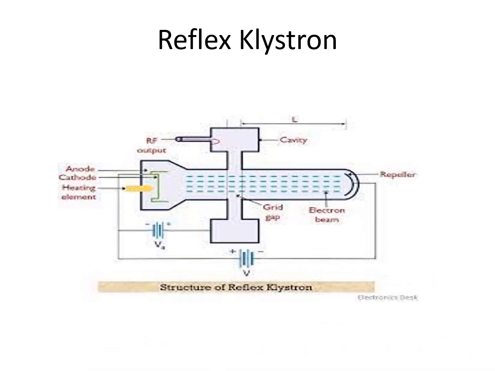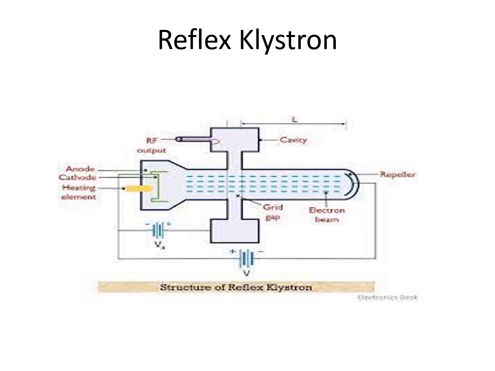So now let's see reflex klystron. This is the diagram of the reflex klystron, and now I will tell the working of the reflex klystron. Reflex klystron is a microwave oscillator. Reflex klystron works on the principle of velocity modulation of electrons in repeller space.